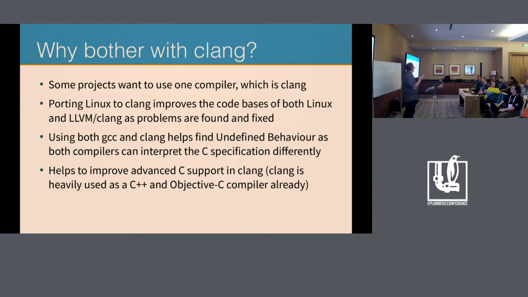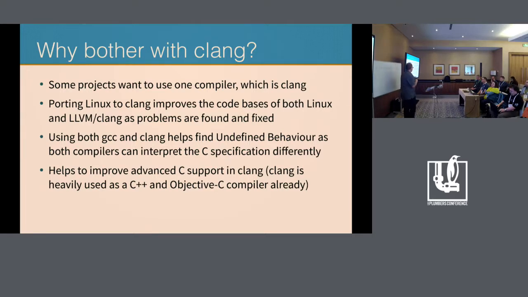And so one of the nice things about using two compilers is that standards are interpreted. It's a good idea to have two different interpretations of that specification so that we can actually make sure that they match.